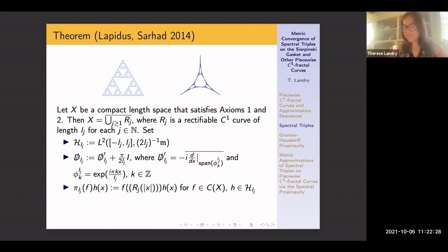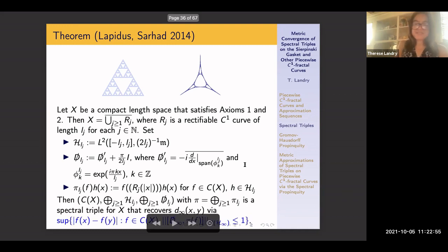For our Hilbert space, we have the L2 functions with respect to normalized Lebesgue measure. For our C-star algebra, we have C of X, with the representation being by left multiplication, with the composition of this function with this version of the parametrized curve. We also have our Dirac operator, defined like this with respect to this canonical orthonormal basis.